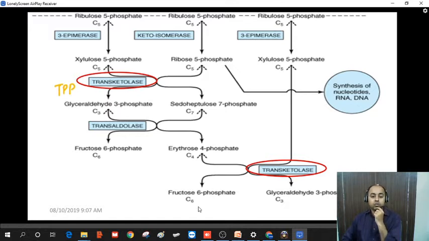All right, so you have to make note of transketolase. Transketolase belongs to which pathway? It belongs to the HMP shunt. Which part? The non-oxidative reversible phase.